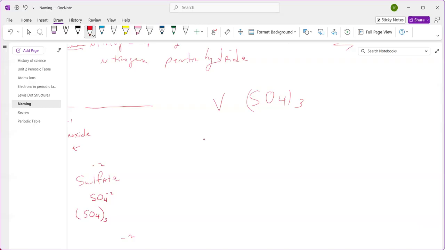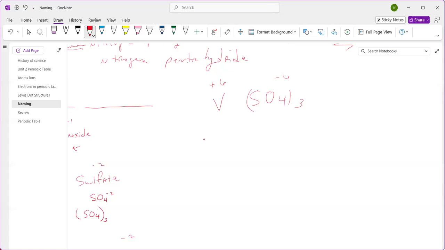Look at the charge on sulfate, which is -2. So that means this collectively is -6. What must the one vanadium be? +6. You look on your chart at the bottom left. Does V6 exist? It does not. So it's an uncommon ion.